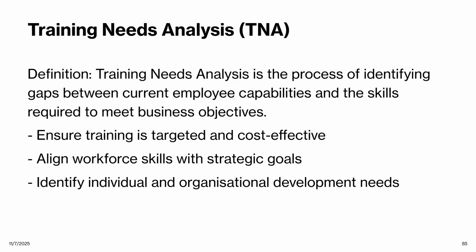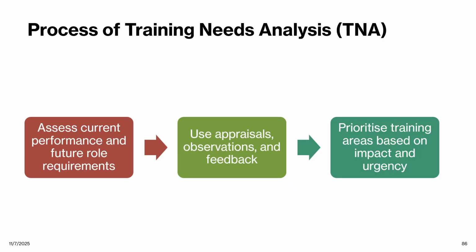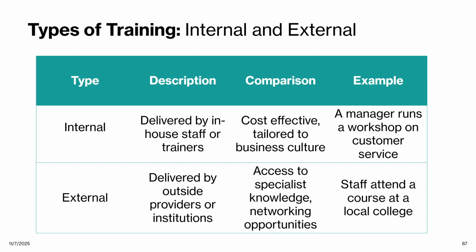Now, this ensures training is targeted and cost effective. This also aligns workforce skills with strategic goals. And additionally, this identifies individual and organizational development needs. So let's look at the process of the TNA. So first we have to assess the current performance and future role requirements. Then you have to use appraisals, observations and feedback. Then lastly, you have to prioritise training areas based on impact and urgency.